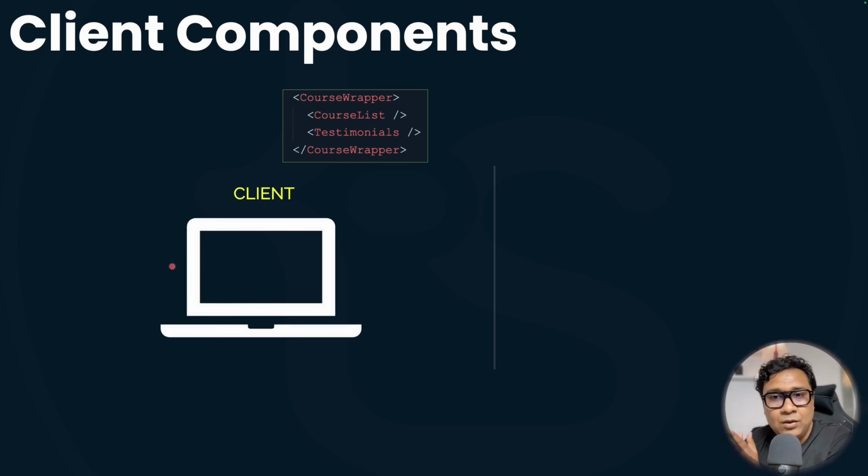In this case, I have a course wrapper component. Inside the course wrapper, I have a course list and the testimonial component. Let's assume that course wrapper, course list, and testimonials, all three components make an asynchronous call over the network. Now, can you really guarantee how much time it might take if you make a request over the network and get back the response?